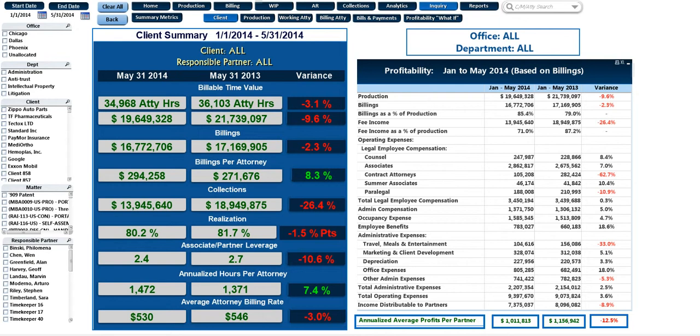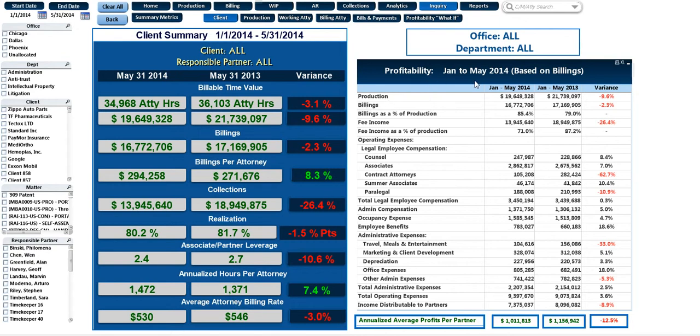We'll start first with a quick look at the layout of the Profitability home screen, showing certain year-over-year comparative key metrics for the period selected. These include, as you can see, billable hours and value, billings per attorney, collections, realization, leverage, attorney productivity, and average billing rate, in this view at a firm level.